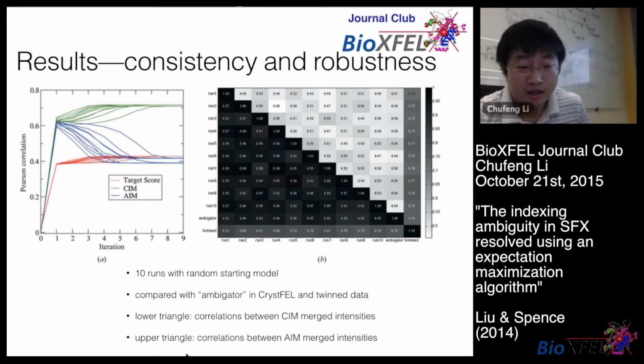And the upper triangle shows the correlations between the AIM merging intensities. Because the AIM is actually the wrong indexing mode, you can see that the internal correlation between these 10 runs is not very good. So you can see from the heat map.